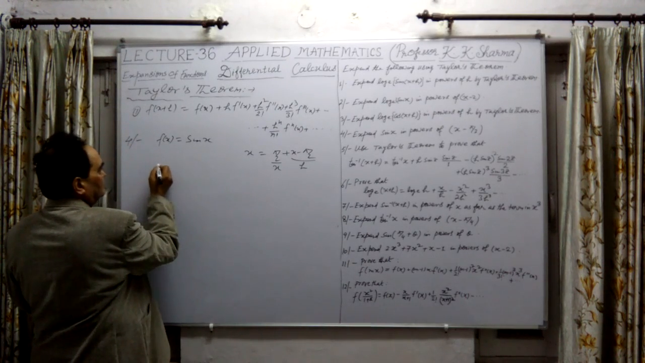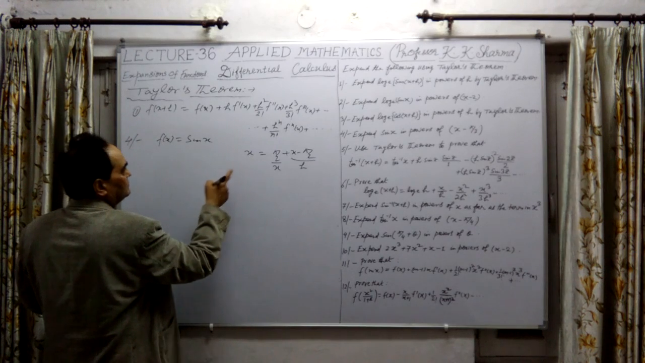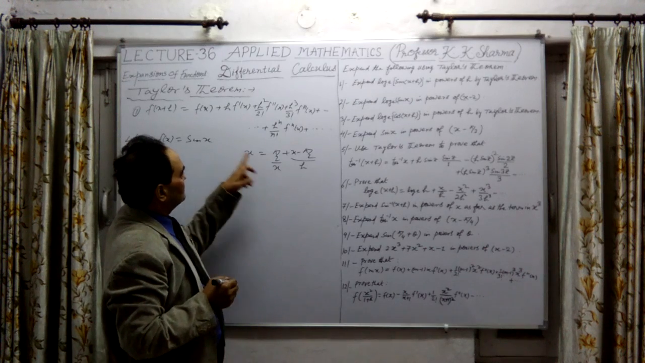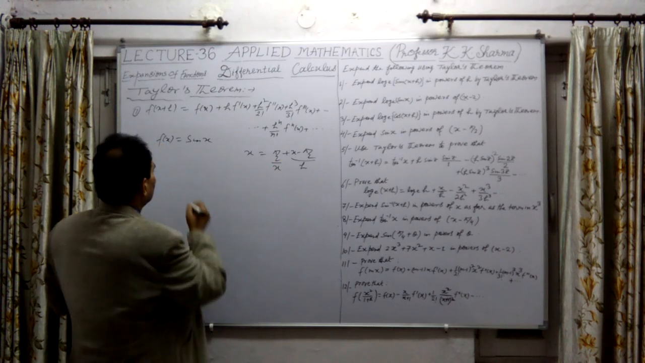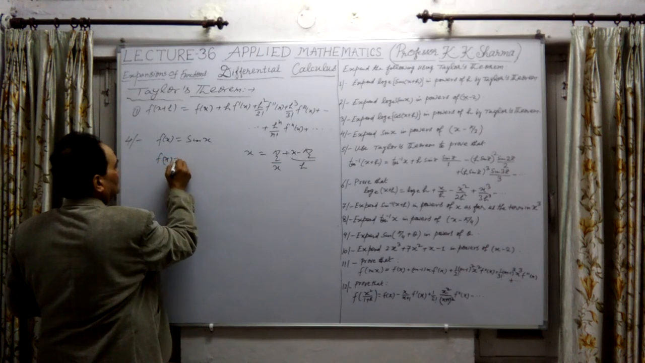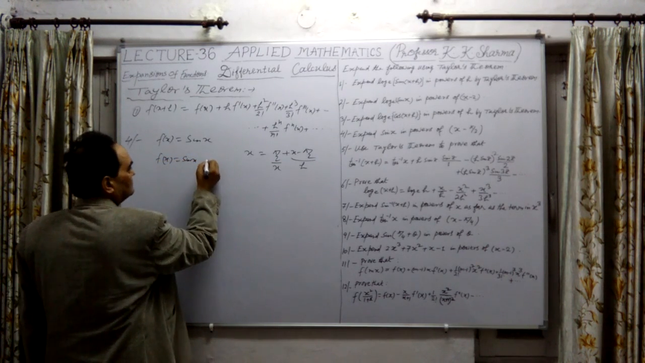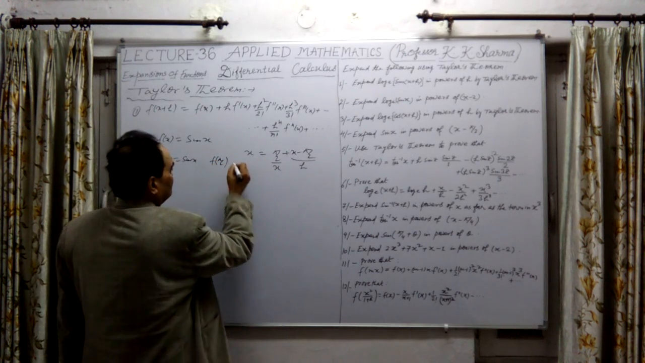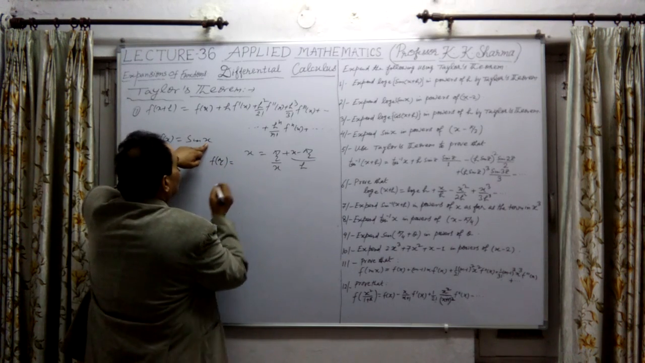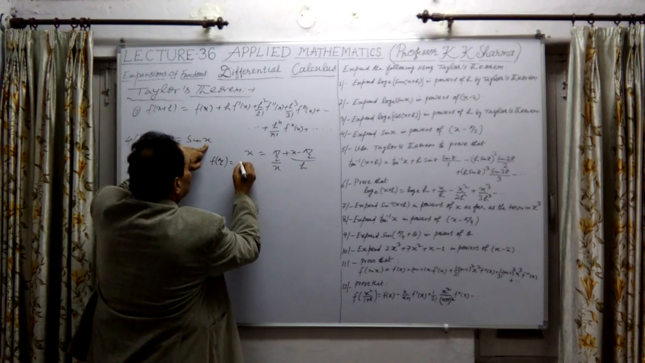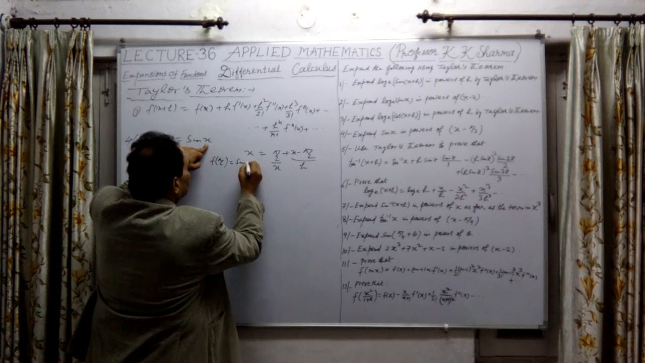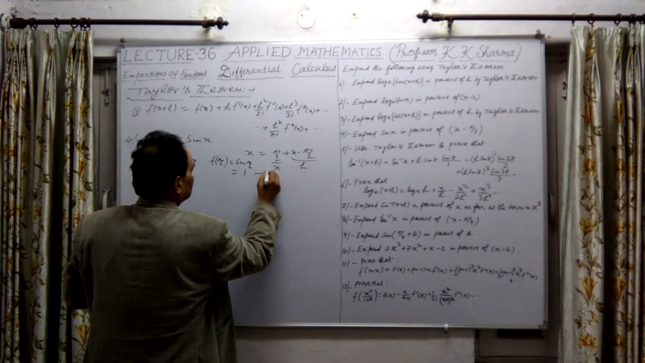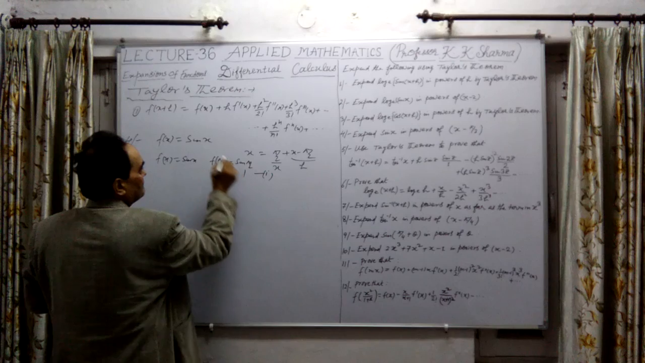So what is f(x) here? It is sin x. The value I have to substitute here in place of x is pi by 2. So f(x) equals sin x, but if I find f(pi by 2), I write pi by 2 in place of x. So substituting, sin pi by 2, that means the value is 1. So the first value is 1. This is the first equation that we write.